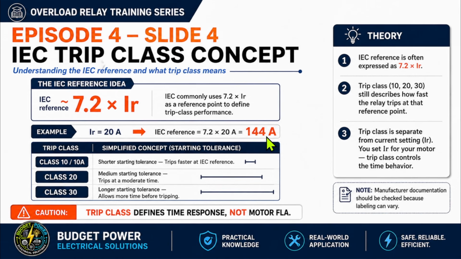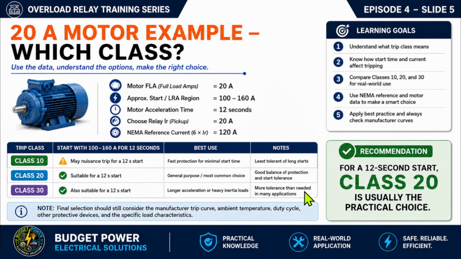Now, don't worry about trying to memorize every number. The important point is this. NEMA and IEC don't necessarily define or test trip class in exactly the same way. So when you're working with an actual overload relay, check what standard the manufacturer is using. Look at the trip class printed in the documentation, and especially look at the manufacturer's time current curve. Don't take information from one type of relay and automatically apply it to every other relay.